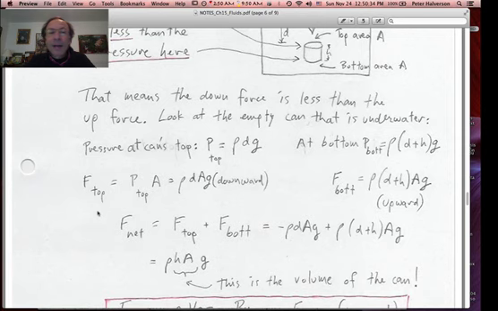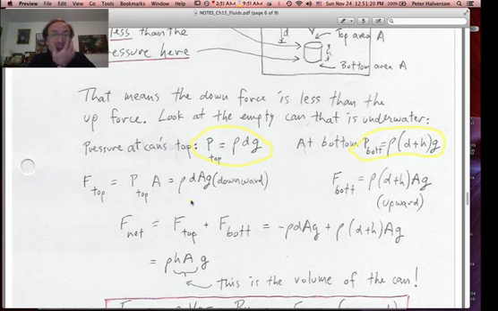All right, so let's do some math here. The pressure at the top of the can is the density of the water times the depth times gravity, 9.8. That's the pressure at the top of the can. The pressure at the bottom of the can is going to be the density of water times the depth plus the extra depth, which the height of the can gives you, and that quantity times gravity.